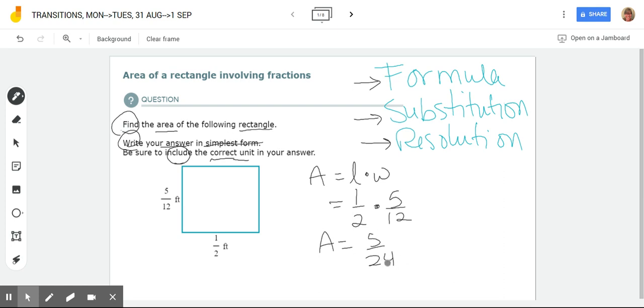And that's almost done, except remember, we found the area. It's in its simplest form. We can't reduce it, but we need to put feet. What? Feet squared. Or sometimes we write it like this, square feet. Okay? And that's your answer.